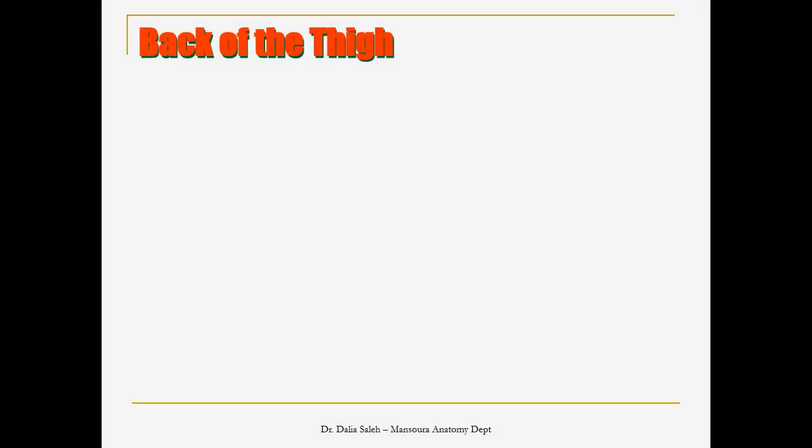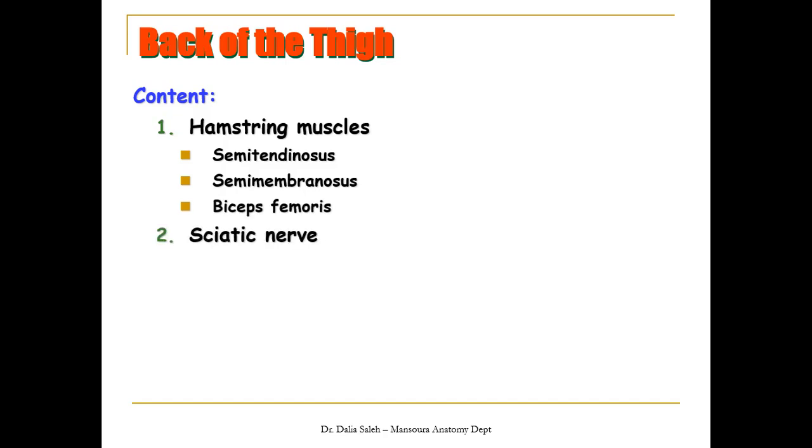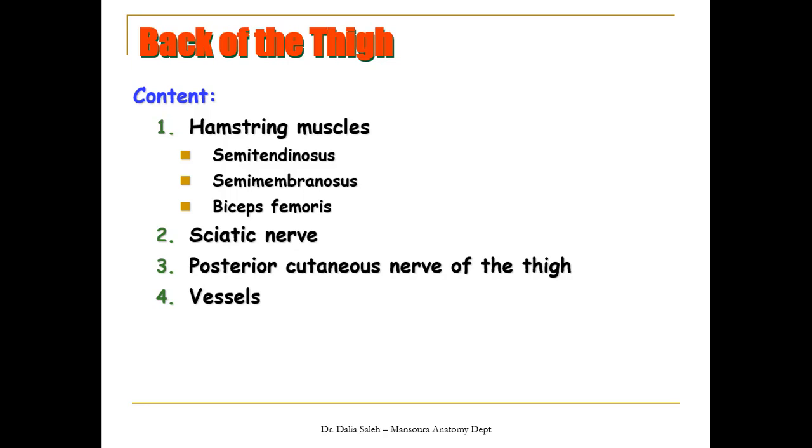Now let's talk about the muscles at the back of the thigh. They contain a group of muscles called hamstring muscles. They include the semitendinosus, semimembranosus, biceps femoris. At the back of the thigh we also can see the sciatic nerve, the posterior cutaneous nerve of the thigh, the vessels, which are called the perforating vessels, which arise from the profunda femoris artery and supply the back of the thigh.